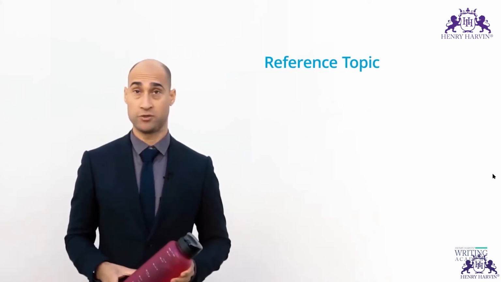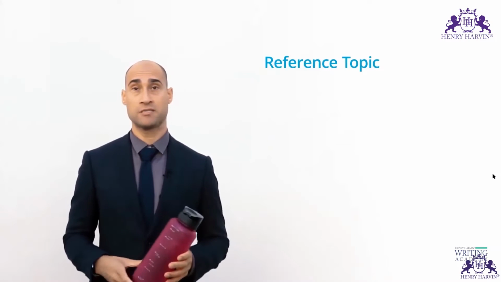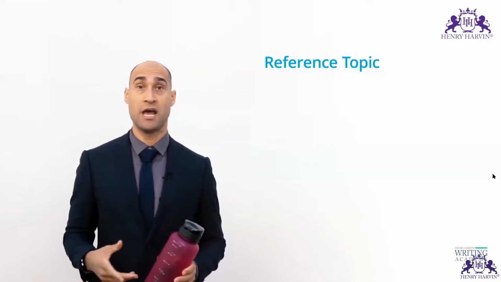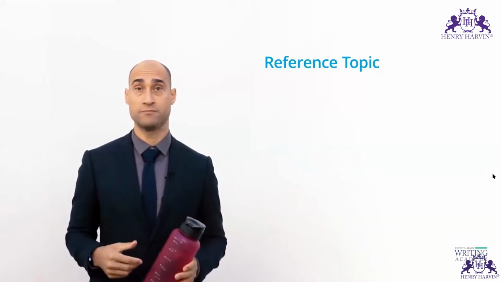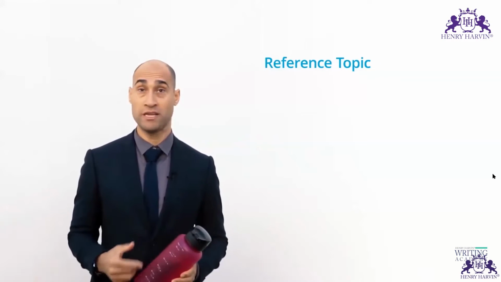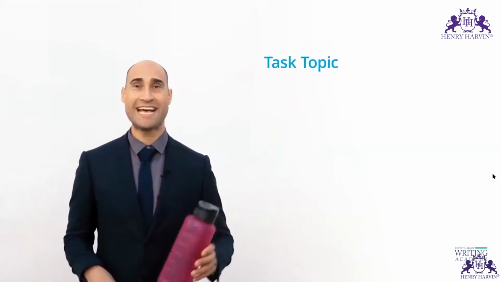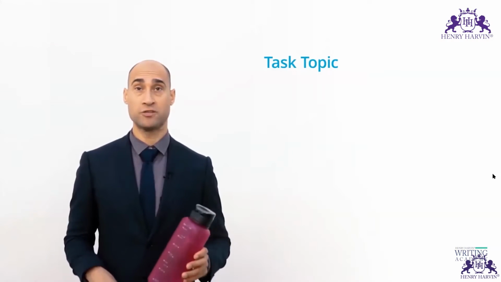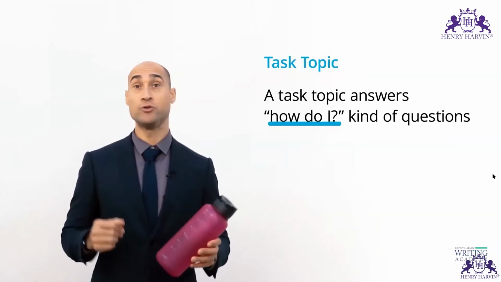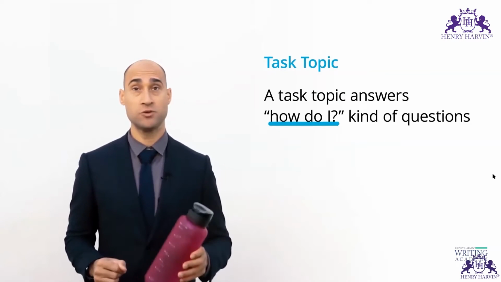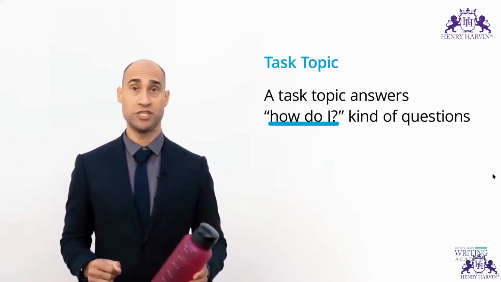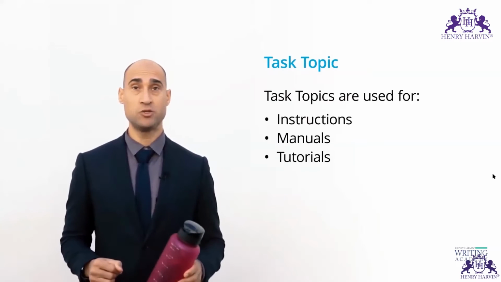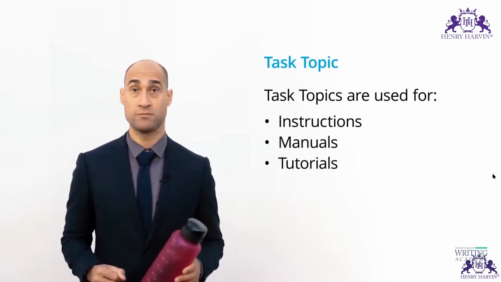Reference topics also have short descriptions, but they also have subblocks like sections and property sections that help you divide complex information. Finally, and possibly most importantly, there are task topics. A task topic provides how-to or step-by-step instruction for a certain task. It answers "how do I" kind of questions and helps a user follow a series of commands to achieve an intended result. It's useful for instructions, manuals, tutorials, and more.